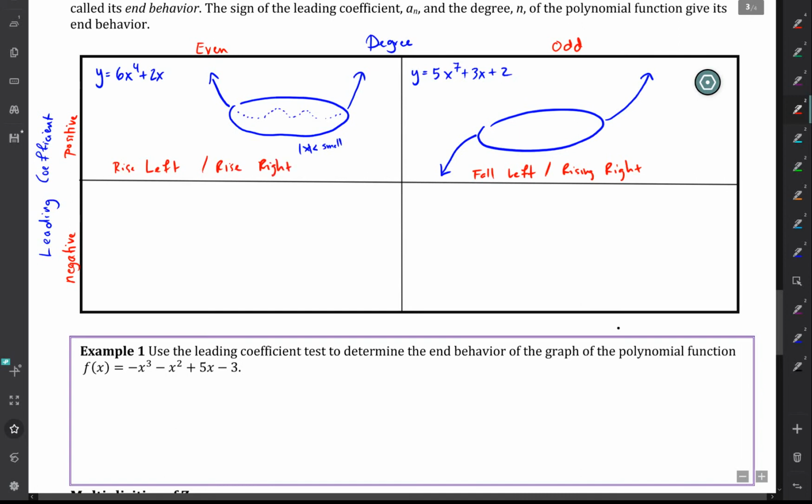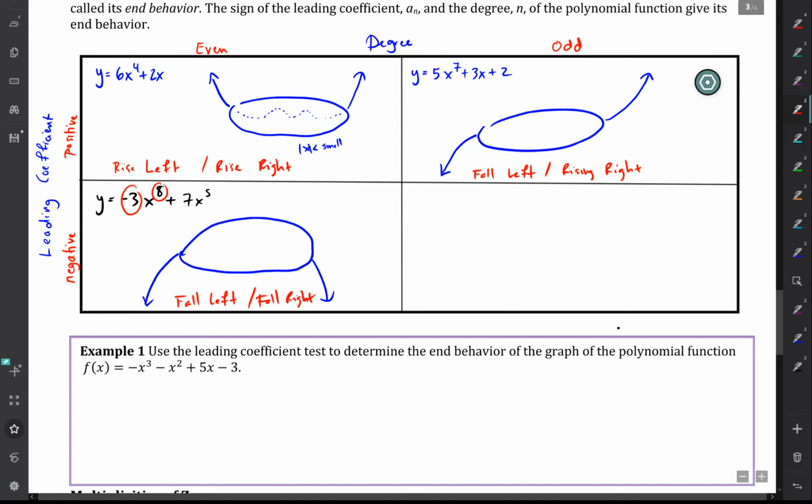Now, if the coefficient is negative, like y equals negative 3x to the 8th plus 7x to the 5th, here again the only thing you need to look at is the negative 3. It's negative, and it's even degree. Then this is going to fall to the left and the right. So this is fall left, fall right. And again, we don't know exactly what's happening inside this bubble where x is close to 0, but it's going to look something like that.